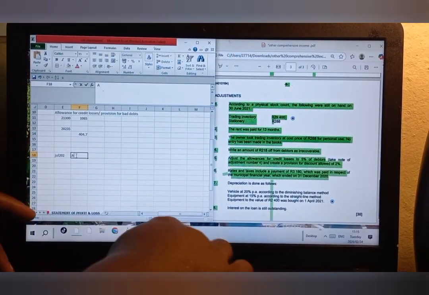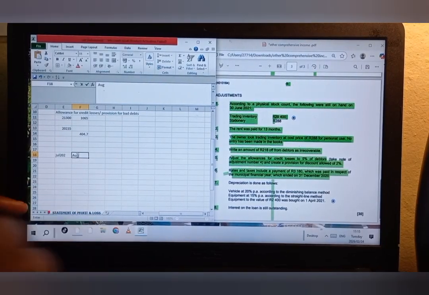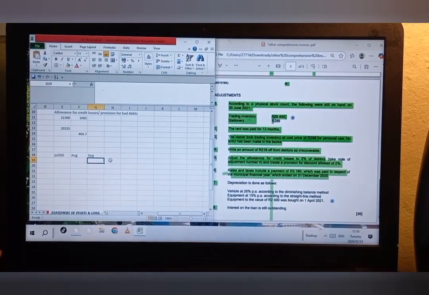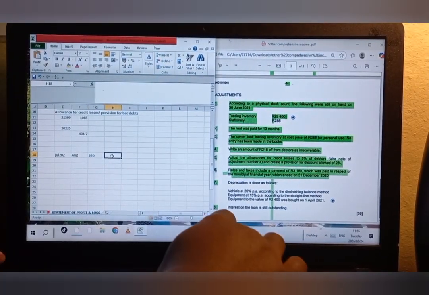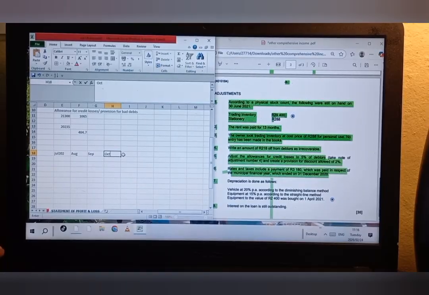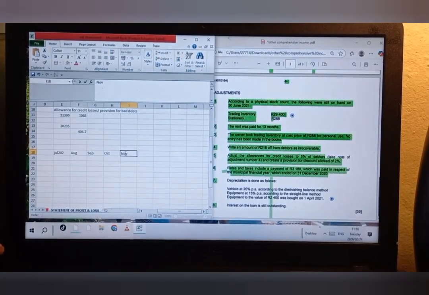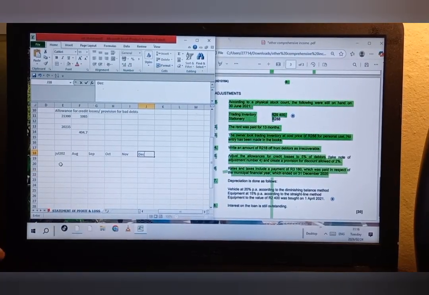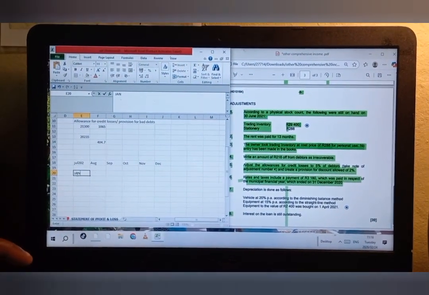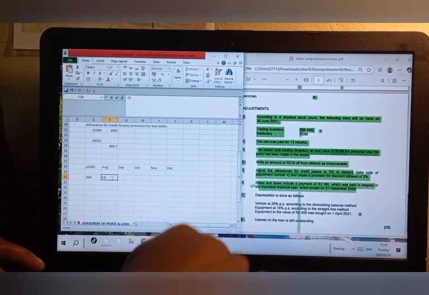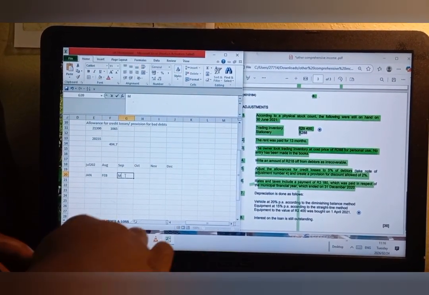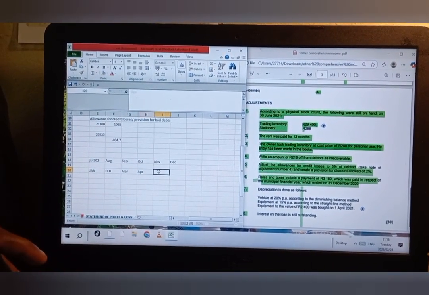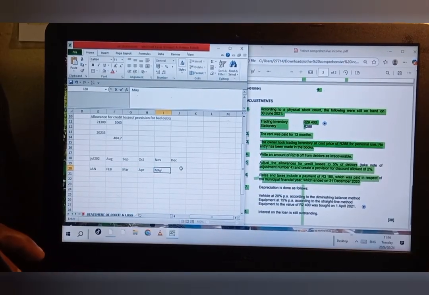July, August, September, October, November, December, Jan, Feb, March, April, May, June.